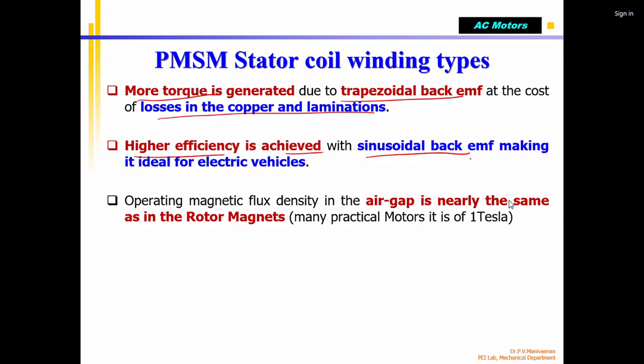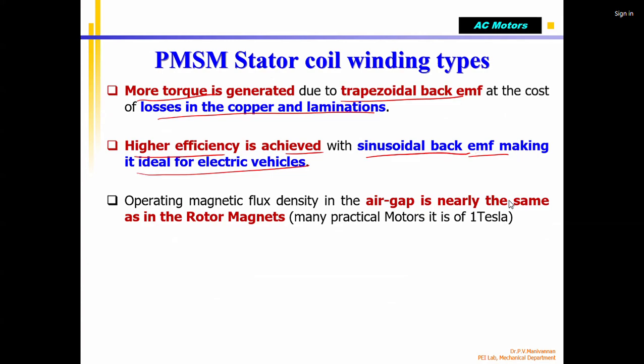That means sinusoidal back EMF makes it ideal for electric vehicles, correct? So higher efficiency, because in the case of electric motors, we are going to operate from batteries. Battery power you have to use judiciously. You should not waste it. Higher efficiency means for a given energy supply, the vehicle will travel a longer distance. So many times in electric vehicles, they use a distributed winding type of stator, which creates sinusoidal back EMF. So higher efficiency is achieved.